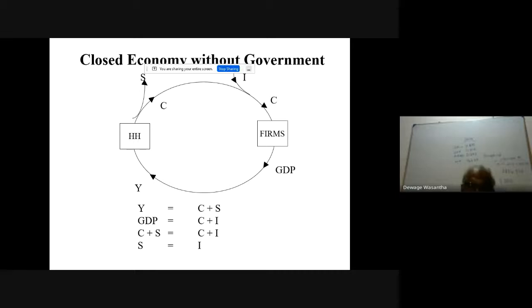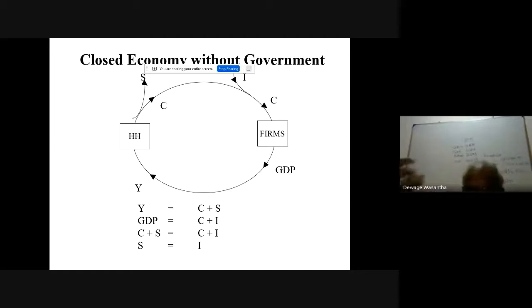Why? Because GDP equals Y. Y is income. They are getting the income. Y equals C plus S. Households consume and save. Y equals C plus S. For firms, GDP is C plus I. So C plus S equals C plus I. C cancels out, S equals I. It's a very important identity. What does that mean? Firms invest. The level of investment, the value of investment, is equal to the household savings only.